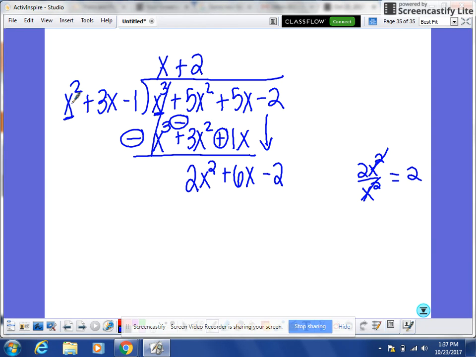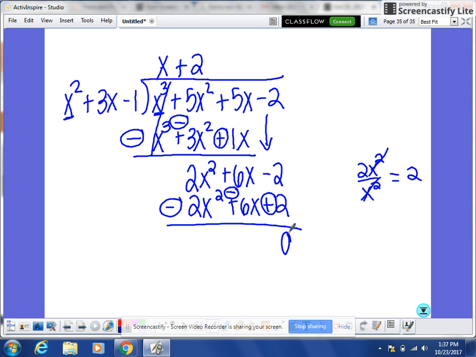2 times x squared is 2x squared. 2 times 3x is 6x, and 2 times negative 1 is negative 2. Change all of your signs. I get 0. So no remainder, nothing else to bring down. My answer is x plus 2.